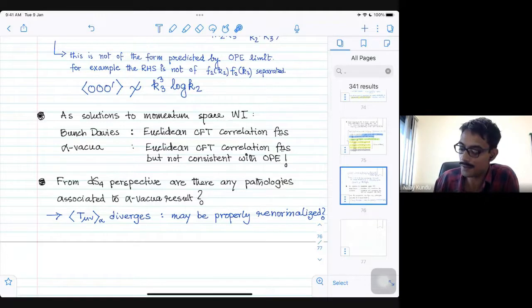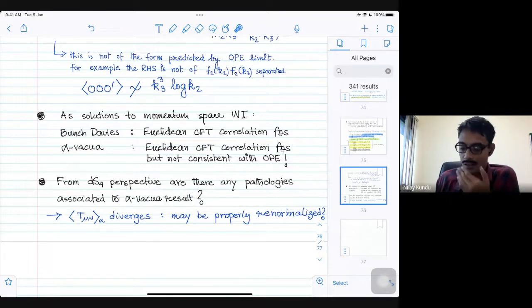From the de Sitter perspective, what are the pathologies associated with this alpha vacua? I mentioned the alpha vacua answer from the calculation in the in-in formalism. If you compute the stress tensor 1-point function in that alpha vacua, that also diverges, which signals that the back reaction from the scalar field is too high, and probably this probe approximation of taking a scalar field in an exact de Sitter is not valid. But probably one can use appropriate renormalizations or appropriate counter terms to take care of this divergence.